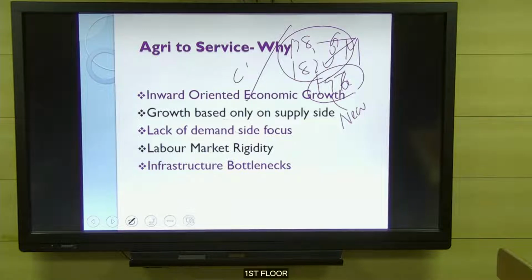Next point, the demand for a business should come domestically or internationally.